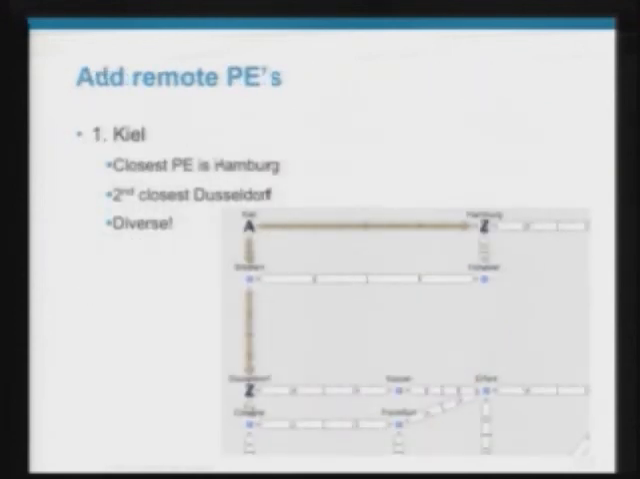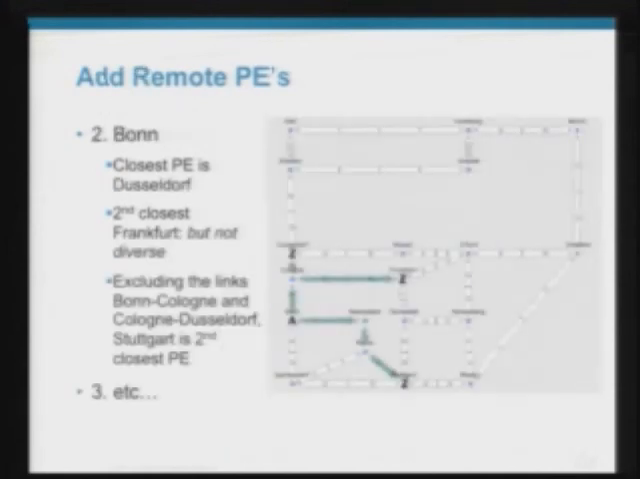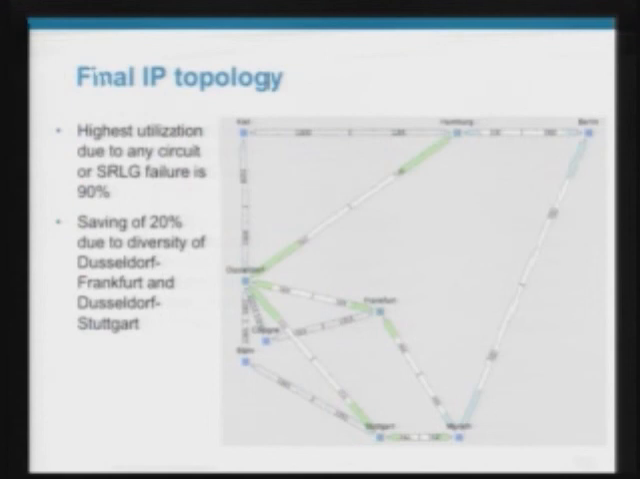Then for the PEs, some of them are easy, for the remote nodes. Something like Kiel, the closest is Hamburg, second closest is Dusseldorf, they're diverse, you're done. For Bonn, it's a little bit more difficult because the closest PE is Dusseldorf, right here, but second closest is Frankfurt, and Bonn is here. And that would not be diverse. You see, this would be a common failure here. Right? So you look at the next closest, and that's Stuttgart. So that becomes where it gets homed into. And, okay, right now within 3 minutes you have yourself a design.